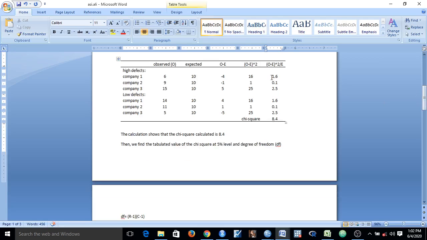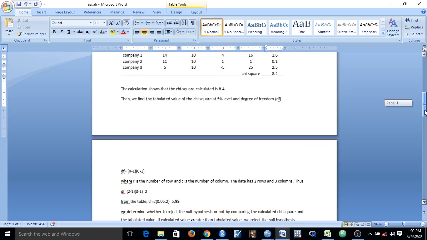So the sum of this column gives us 8.4. So this 8.4 is our chi-square statistic. So the calculation shows that the chi-square statistic is what? 8.4. Then we need to find the critical value, or you can call it the tabulated value, for the chi-square at 5% level and degrees of freedom.